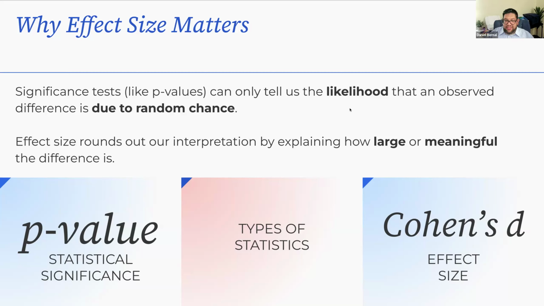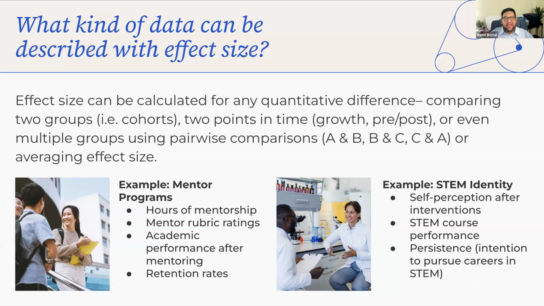Effect size, on the other hand, really talks specifically about the data you are observing, the difference in that effect, and comparing that based on how that data is structured. So, what kind of data can be described with effect size? Specifically, we're talking about STEM, but we'll kind of be broad since I know a lot of folks here are learning in general about the topic.